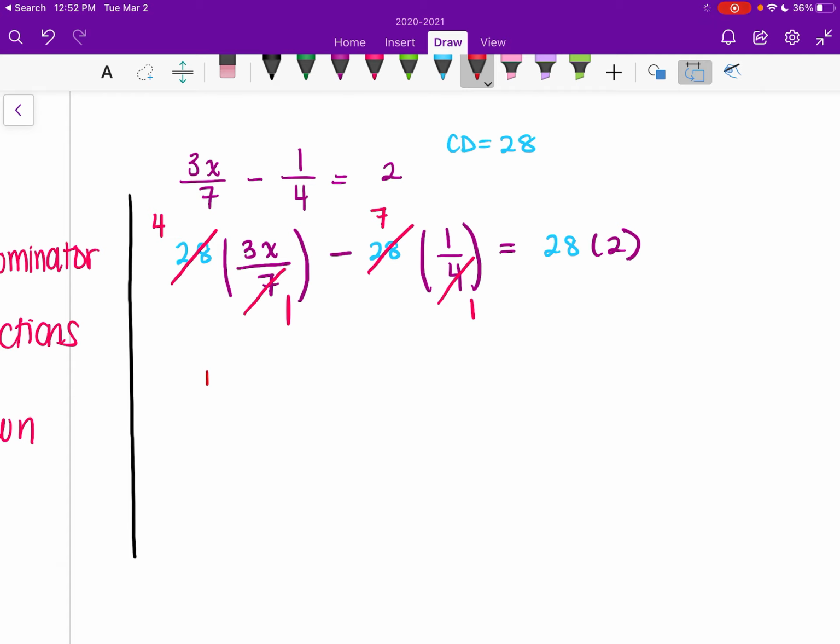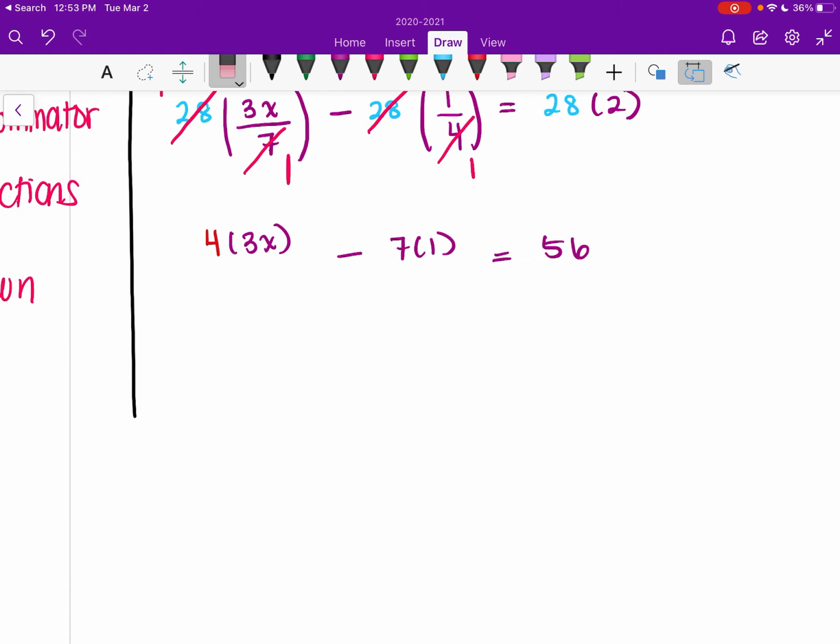So we're left with 4 times 3x over 1 minus 7 times 1 over 1 equals 28 times 2, which is just 56, right? These over 1s mean that we can just get rid of the denominators at the bottom. Now, this is so much easier to solve, because then you just have 4 times 3, which is 12x, minus 7 times 1, which is 7, equals 56. And then this is just a repeat of what we were doing yesterday, right? Take the 12x minus 7. We want to get rid of it, so we're going to add 7 to both sides.